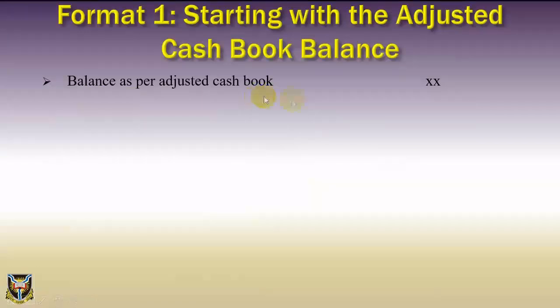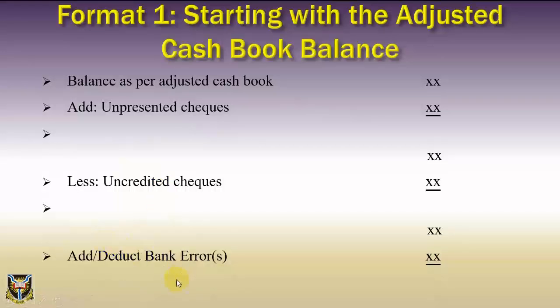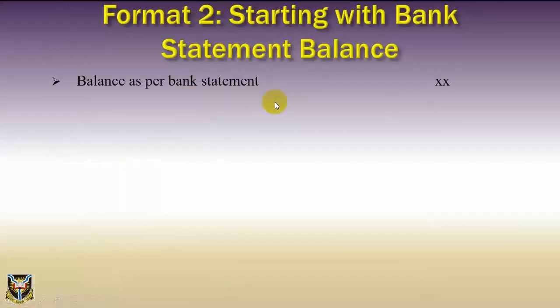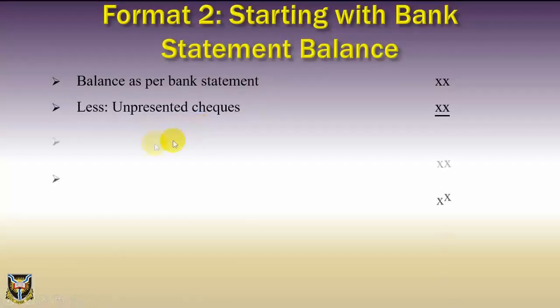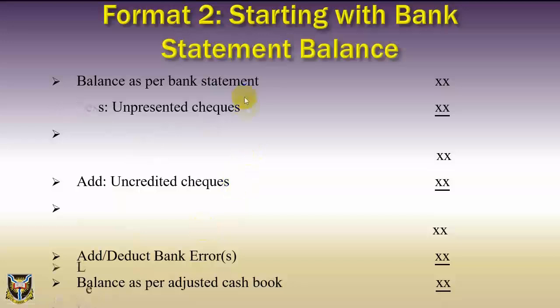Balance as per adjusted cash book. Add unpresented checks. Less uncredited checks. Add/deduct bank errors. Balance as per bank statement. Format 2. Starting with bank statement balance. Balance as per bank statement. Less unpresented checks. Add uncredited checks. Add/deduct bank errors. Balance as per adjusted cash book.